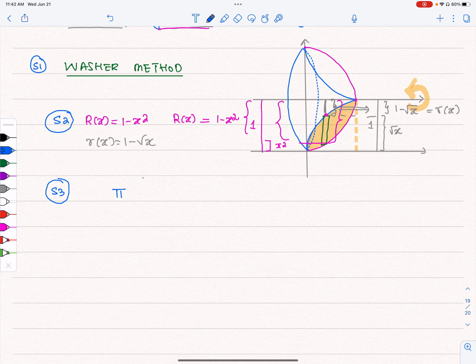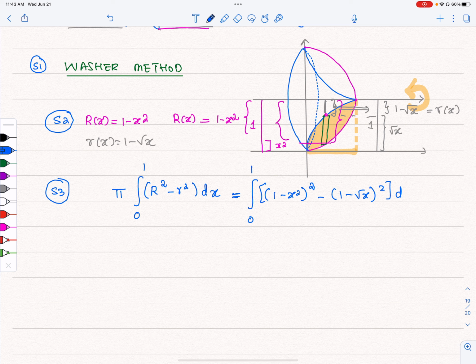Step number 3, the volume is what? Pi integral, A to B, which is 0 to 1, very good, capital R squared minus small r squared. We are integrating this along the x-axis, so it's going to be dx, right? Yes, sir. Wonderful. And so here, if I plug in, what do I get? 0 to 1, 1 minus x squared, the whole squared, minus 1 minus root x, the whole squared, dx, right? Yes, right.